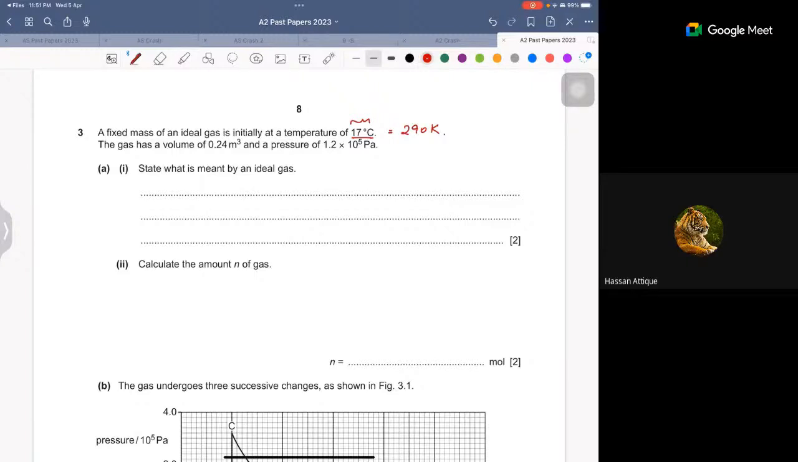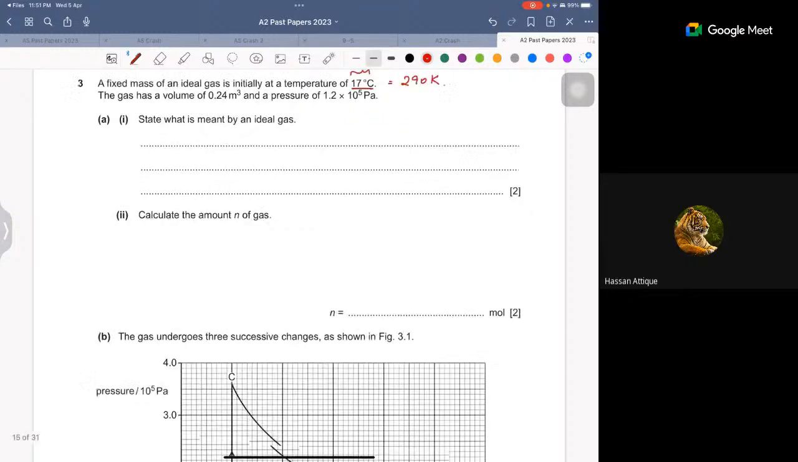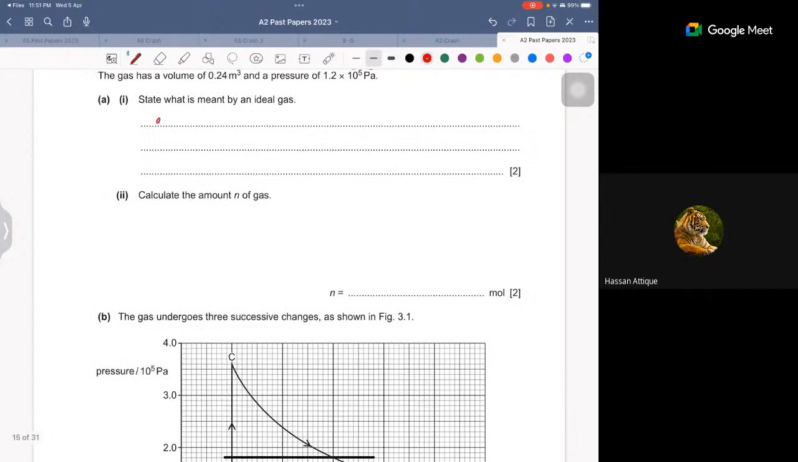So what is meant by an ideal gas? You already know that an ideal gas is a gas that follows gas laws. PV is proportional to the temperature, and then you've got to explain. P is the pressure, V is the volume, and T is the thermodynamic temperature.